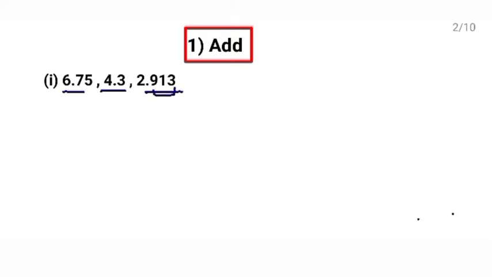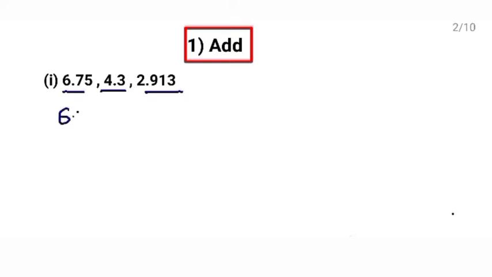How many digits are there after the decimal? In this number after decimal we have 1 digit. In this number after decimal we have 2 digits. So maximum number of digits are 3. So in all the numbers after decimal we will make 3 digits, right? This is called like decimals. So let's see how we will do it.